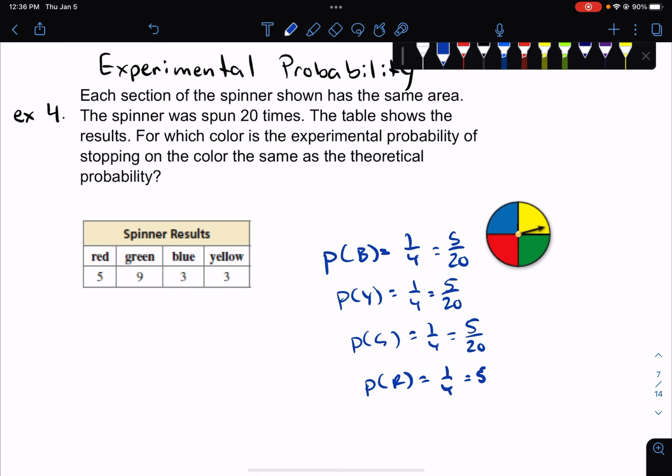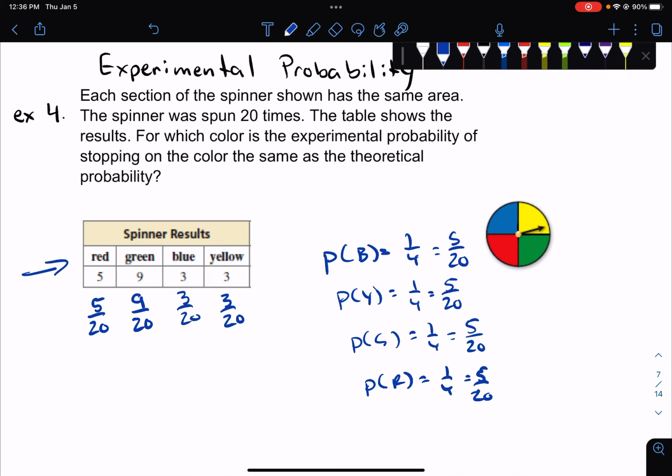That's what should happen. But when you do the experiment, look at what happens right here. Red, out of the 20 spins, you get 5 reds. Out of the 20 spins, you get green 9 times. The blue, you only get 3 times, and the yellow, you only get 3 times. So theoretically, you should have gotten all of these different colors 5 times, but green showed up a lot more often than it was supposed to.